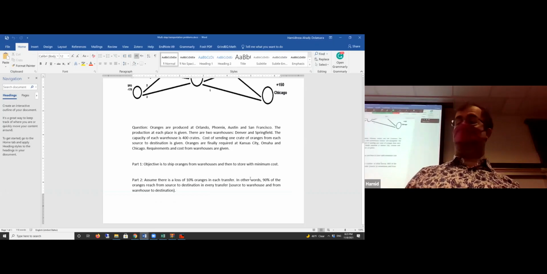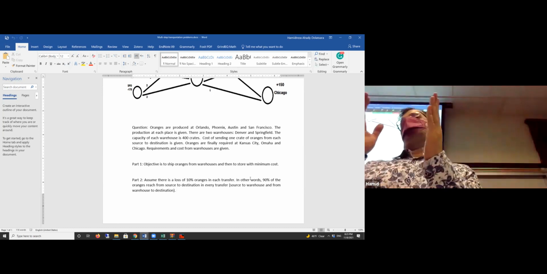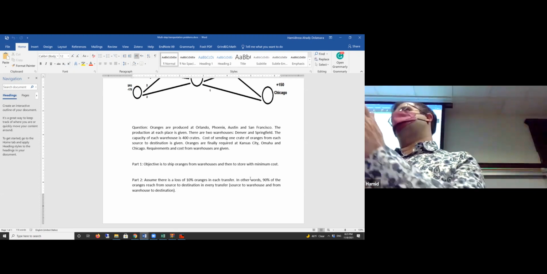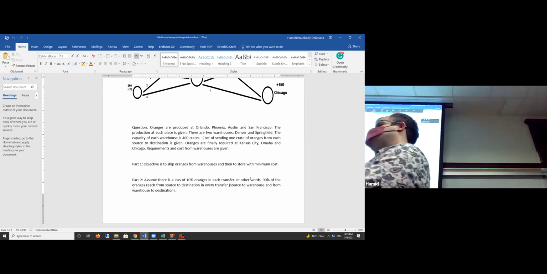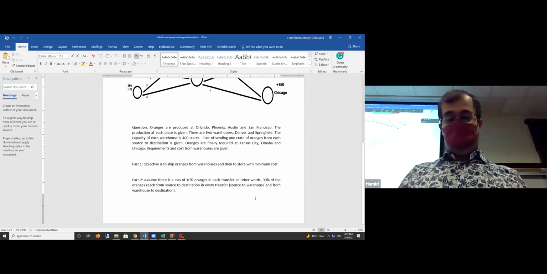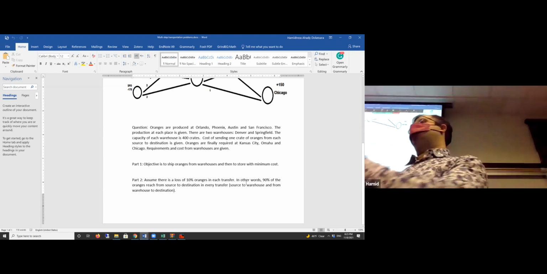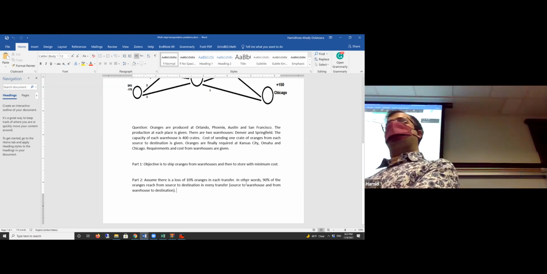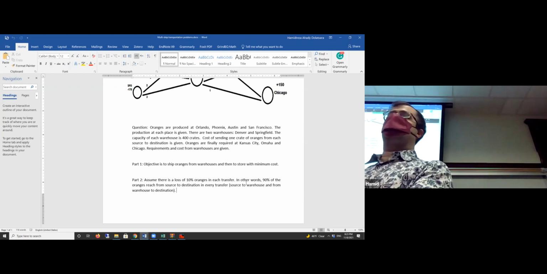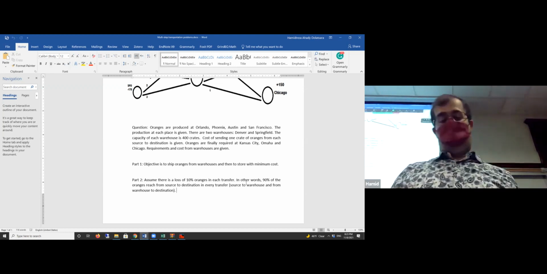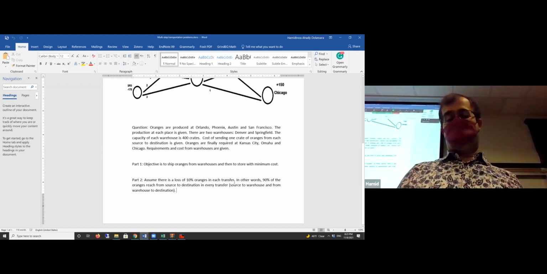Okay, let's look at your assignment part. Assume there is a loss of 10% oranges in each transfer. Each transfer means from source to warehouse and then from warehouse to destination. And actually you can help each other. If you help each other, I don't consider it cheating. You can help each other even over Telegram. That's totally fine.